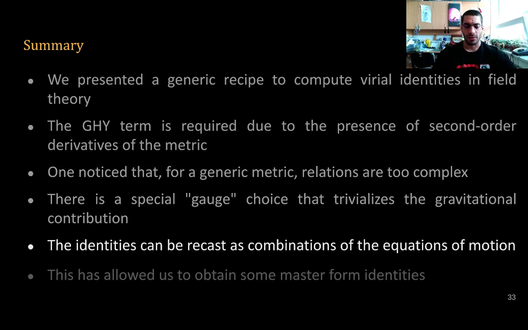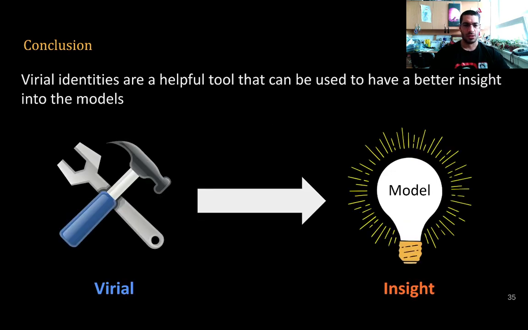We have also been able to recast our identities in a combination of the equations of motion, which created a master-like form of the identity. At last, we have observed that the Virial identities are a helpful tool that can be used to have a better insight into the models.